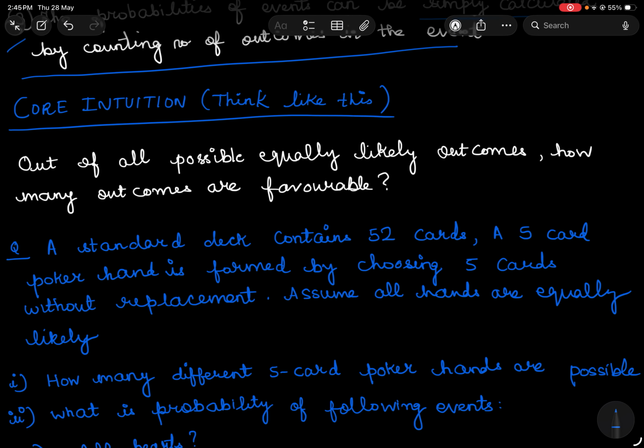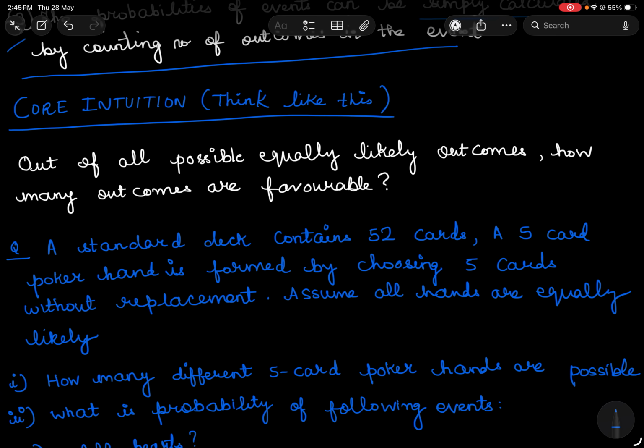Out of all possible equally likely outcomes, how many outcomes are favorable? And by favorable, I mean based on the question you're asked and based on what you are interested in, that is an event. You have to find the number of outcomes that are favorable to that event and divide it by the total number of outcomes. That is the probability, right?